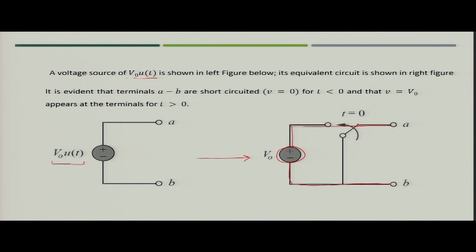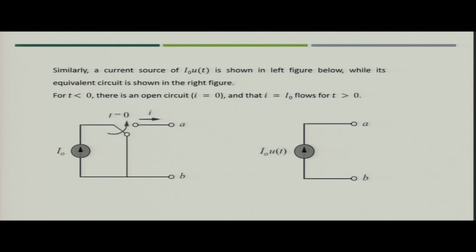So the unit step response can be represented with the switching event, which is represented with the help of a switch in the circuit. We can say that when time t is equal to 0, the switch is thrown from this position to this position. At t equal to 0 plus, the voltage across terminal A B will become V naught. This is how you represent the voltage.